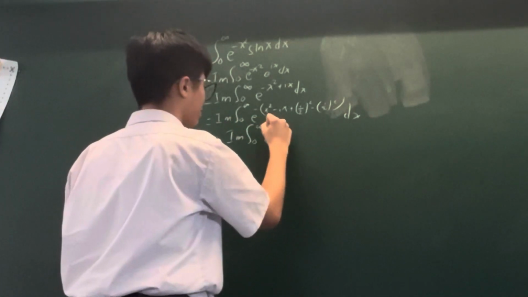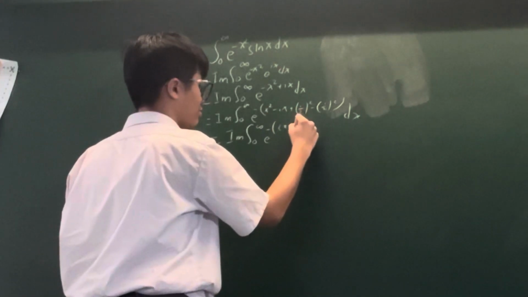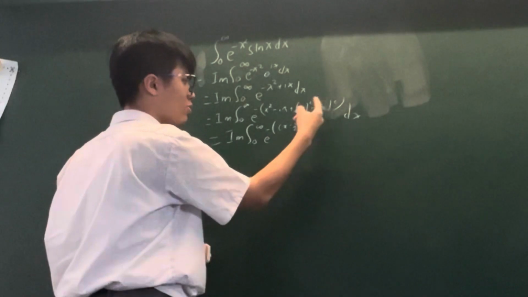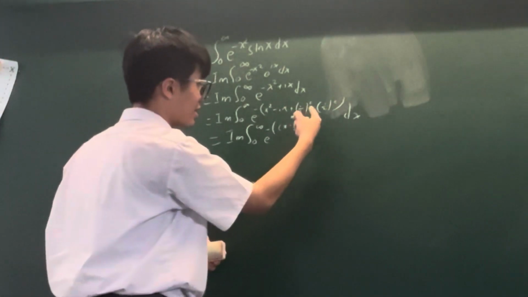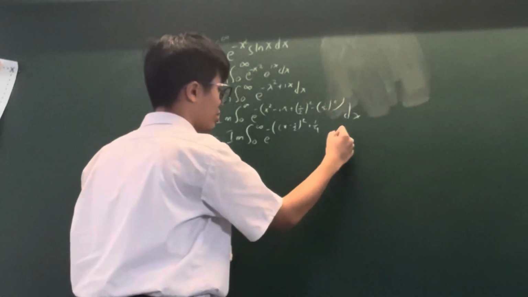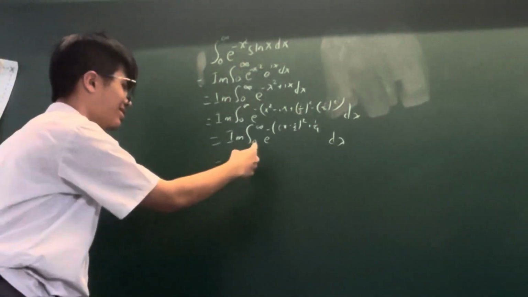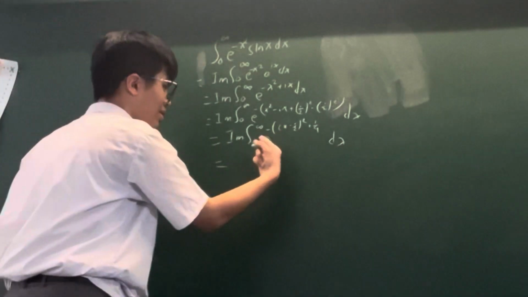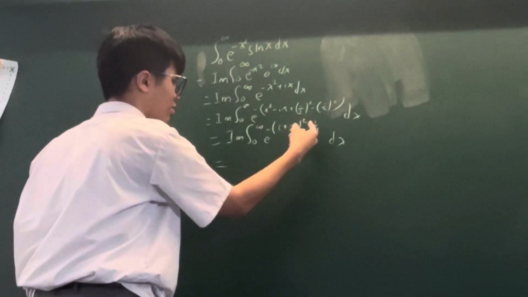So you get Im of e to the power of negative x minus i over 2 squared, and this i squared is just negative 1. In front we have a negative, and then you get positive 1 over 4. So we can write this as e to the power of negative this, times e to the power of 1 over 4.